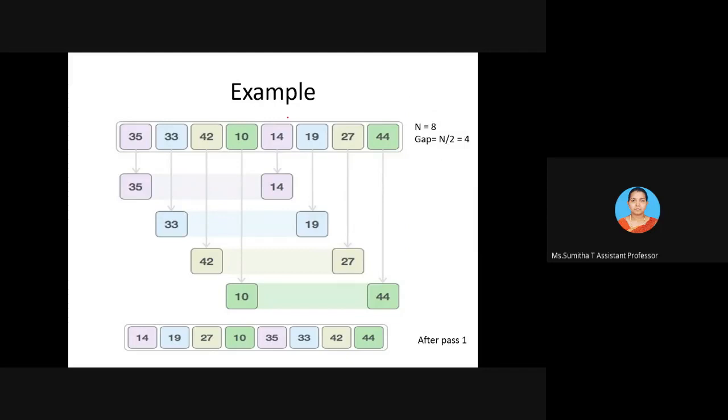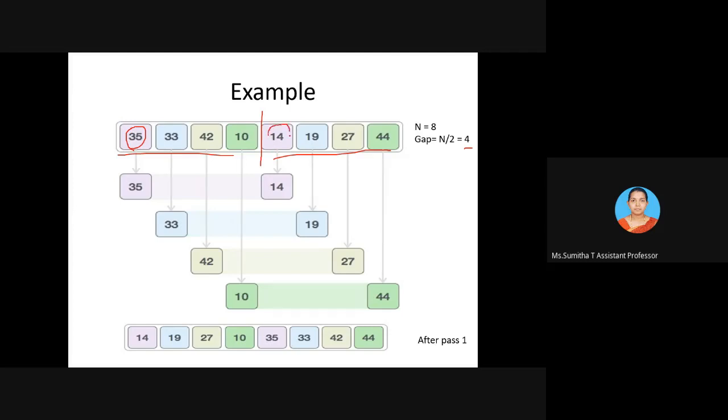We divide the list of elements by the gap value, that is 4 by 4. Here we divide the elements into two sets. This is the first set and this is the second set. In that, we have to compare the first element of both sets. You just take 35 and 14 and compare.